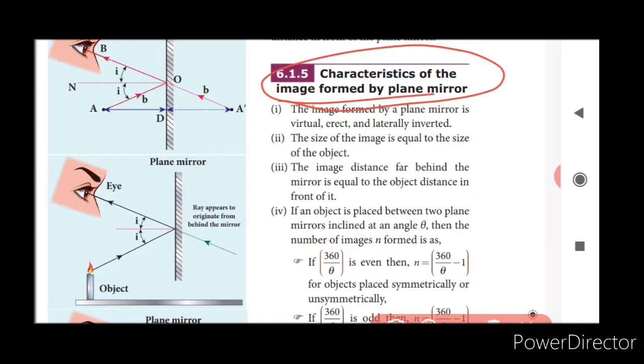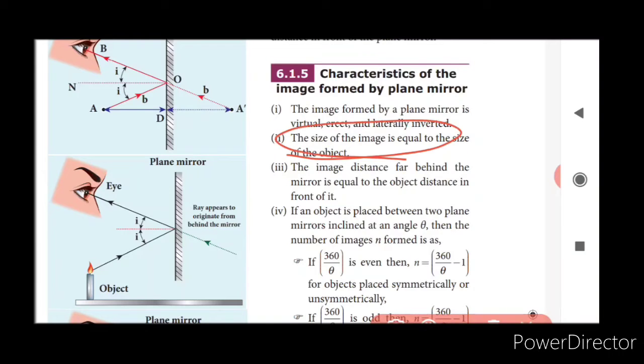The image formation of the plane mirror. The image formed by the plane mirror is virtual, erect, and laterally inverted. The size of the image is equal to the size of the object. Note it down: the size of the image is equal to the size of the object. The image distance behind the mirror is equal to the object distance in front of it.